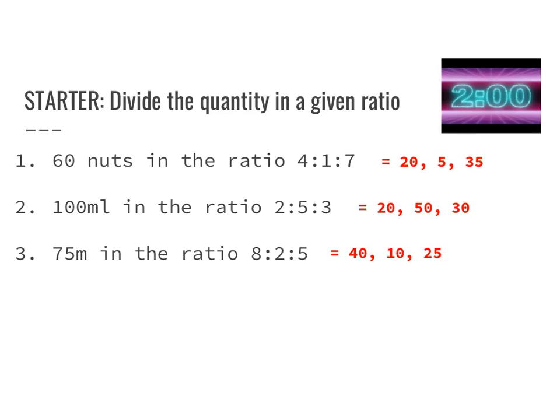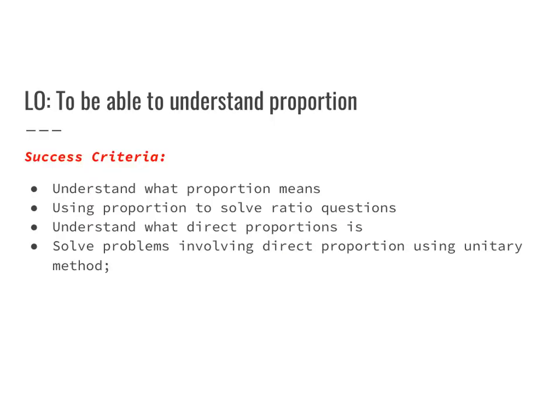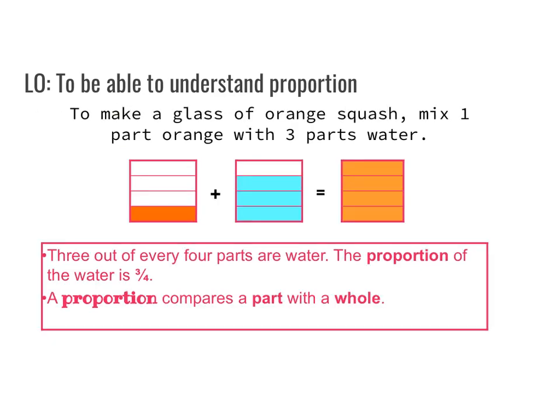Well done then. Alright, our lesson objective for today is to be able to understand proportion. So our success criteria is to understand what a proportion means, using proportion to solve ratio questions, understand what direct proportion means, and to solve problems involving direct proportion using unitary method. Let's take a look at this example.